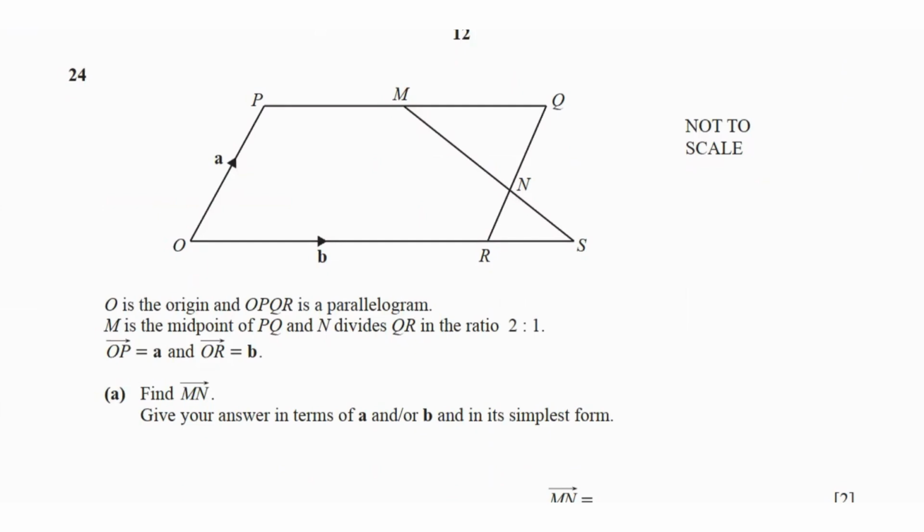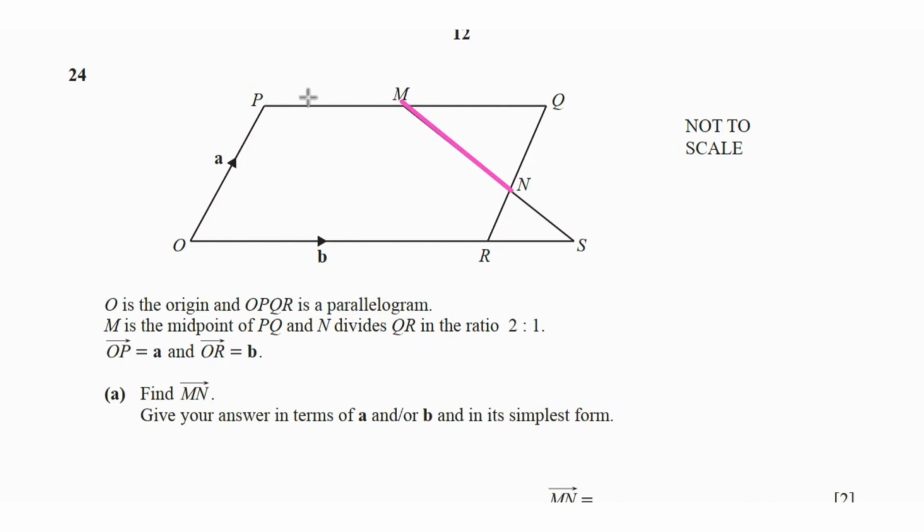Question 24 says O is the origin and OPQR is a parallelogram. M is the midpoint of PQ and N divides QR in the ratio of 2:1. OP is A, OR is B. Find MN, giving your answer in terms of A and B in simplest form. So MN is this. We have OP, we have OR.